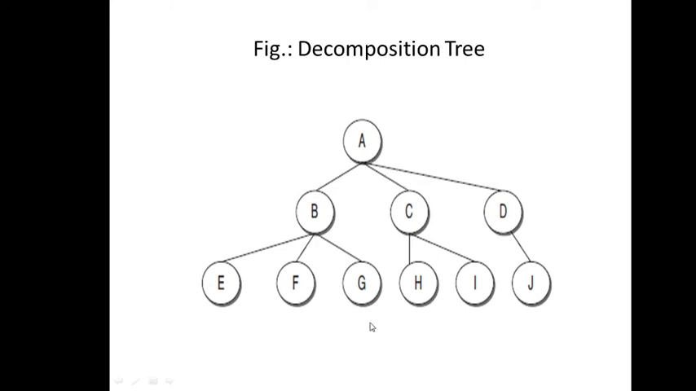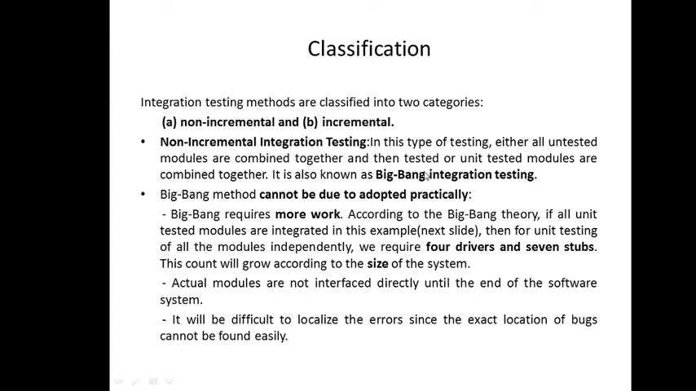That means all these set of modules from A to J will be integrated at once, not in an incremental fashion, right? So this is known as Big Bang integration testing. Big Bang means as a whole, complete, on a large scale. So all the modules which are unit tested individually are combined together. This is known as non-incremental.